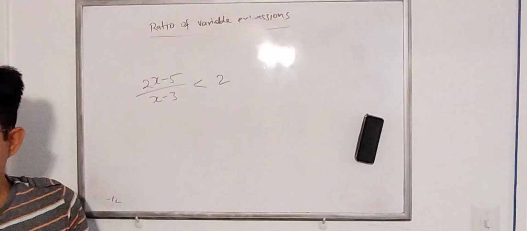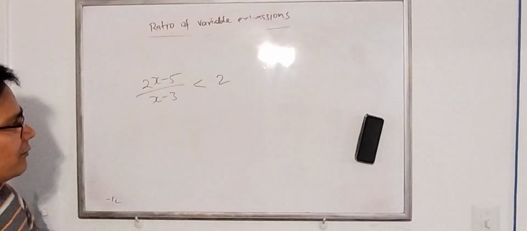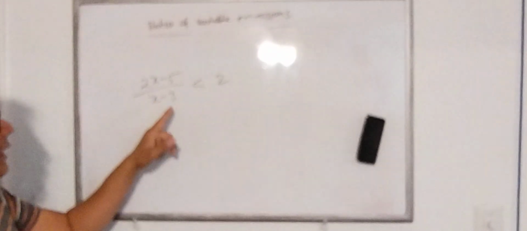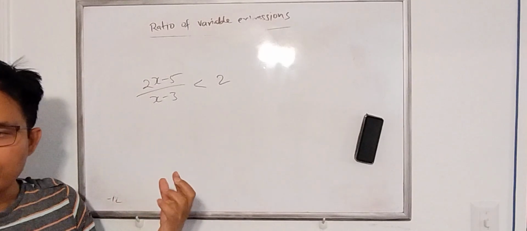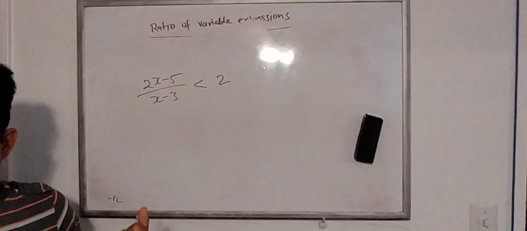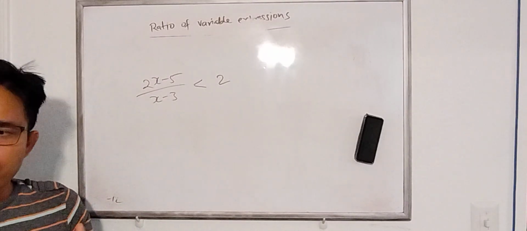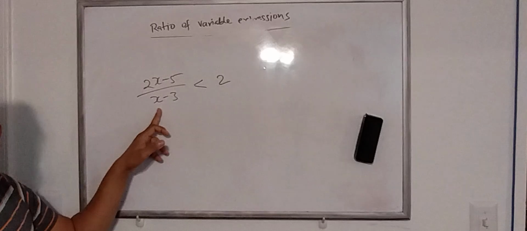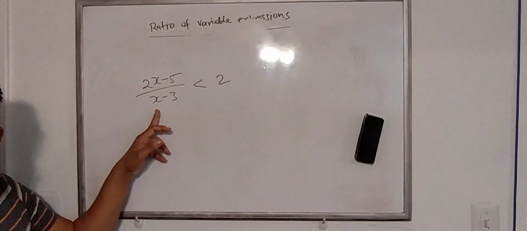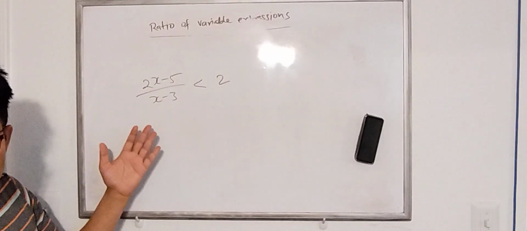What we learned just a few minutes ago is that when you multiply or divide by a negative number, you have to change the direction of the inequality. When you are multiplying or dividing by a positive number, you don't have to change the inequality. Now see here, what we have as a denominator, x minus 3. This is not a constant. This is a variable. We don't know the value of x.